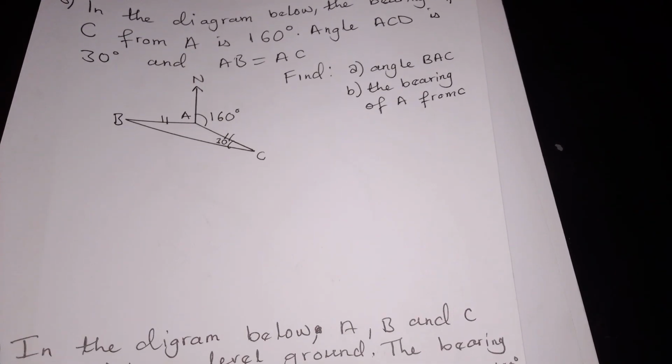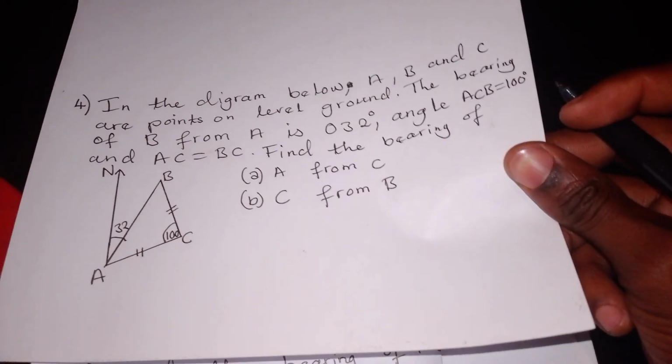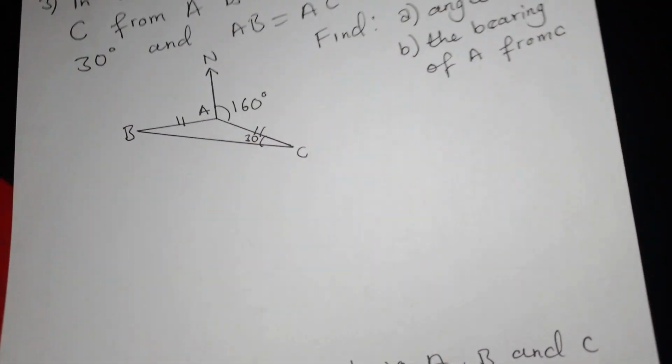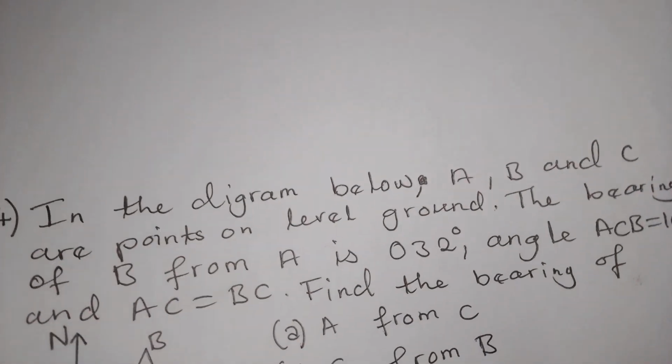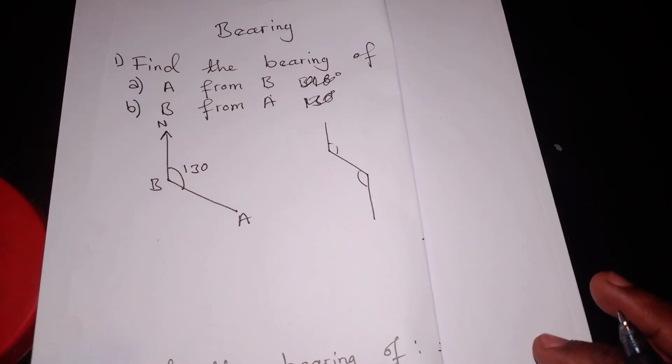Okay, so the best way to understand bearings is to go back to the basic ones first. Once you understand the basics, then these complicated or more advanced ones will be much easier to interpret. So find the bearing of A from B and then the bearing of B from A.